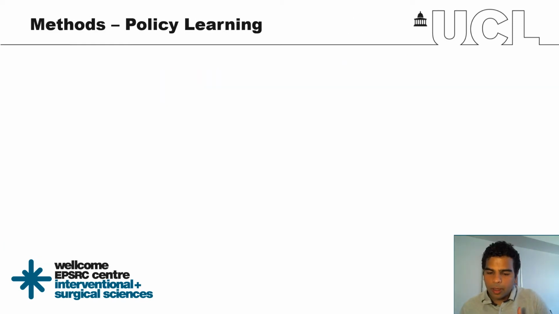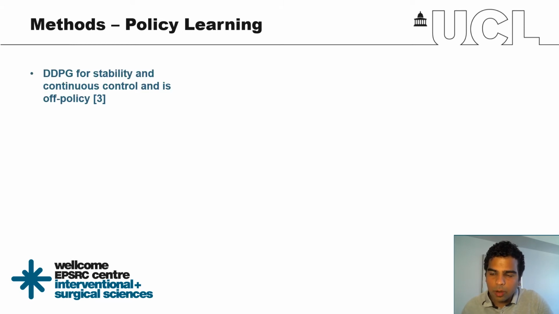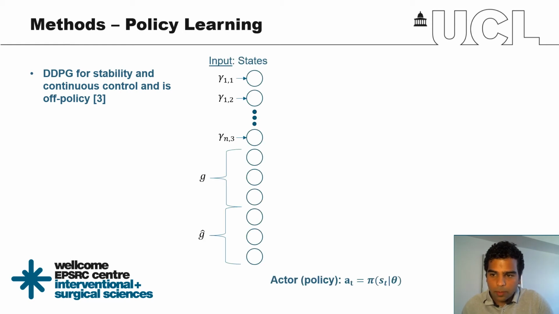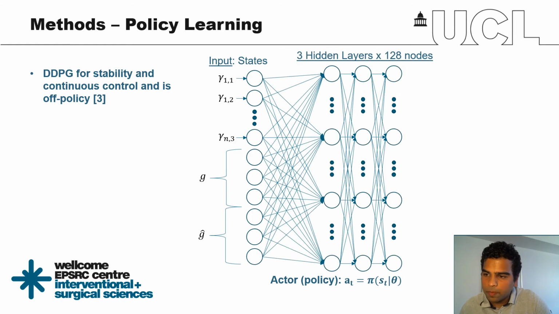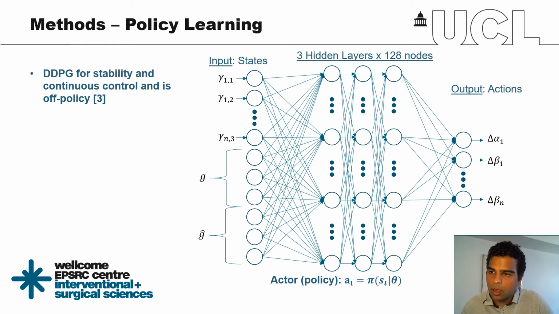So the specific actor-critic method we chose to go with was deep deterministic policy gradient for its stability with respect to hyperparameters and the fact that it's off policy, which is a requirement for exploration. So our policy network looks like this. We have our states, which are just the trig representations for each tube with the achieved goal and desired goal. We have 3 hidden layers of 128 nodes each, and our outputs, which are the actions.